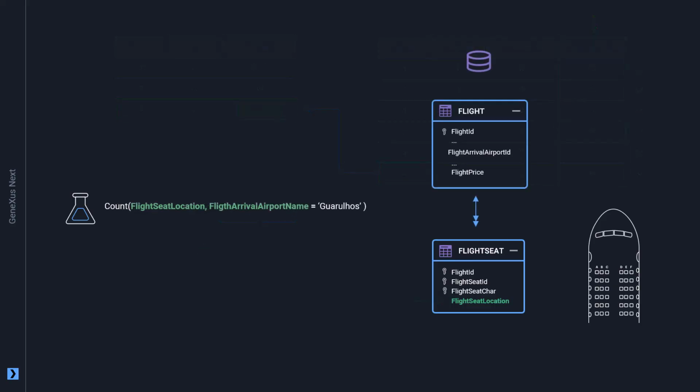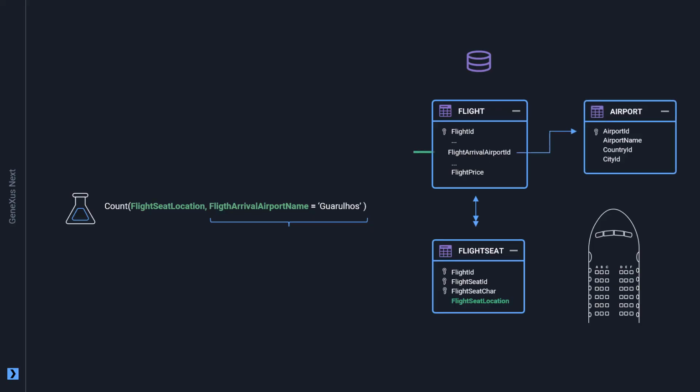One last example. Count the seats of all flights arriving at the airport named Guarulhos. Remember that we had the airport table, referenced from flight through this subtype attribute of airport ID. It is through this group that flight arrival airport name corresponds to its airport name. This way, only the flight seat records corresponding to a flight whose flight arrival airport ID matches the airport name Guarulhos will be counted.